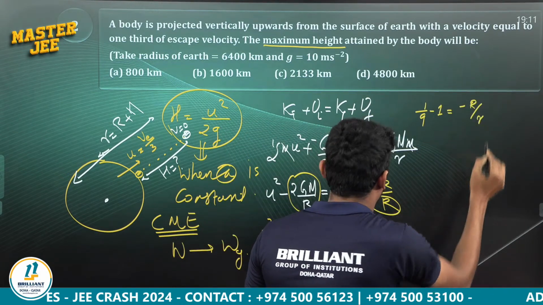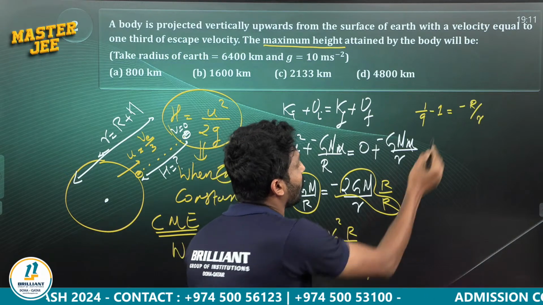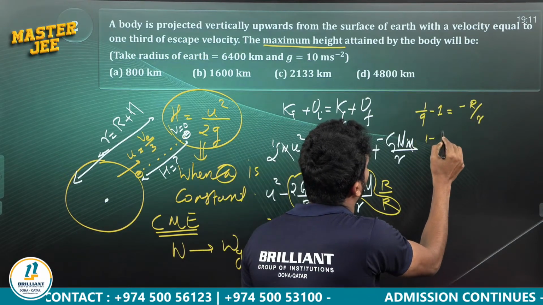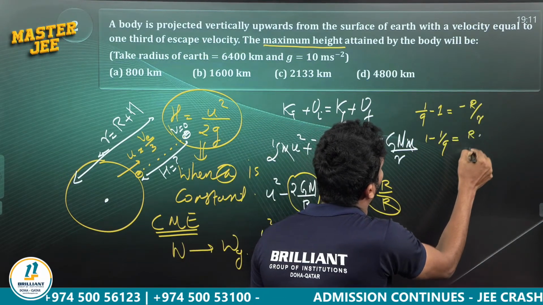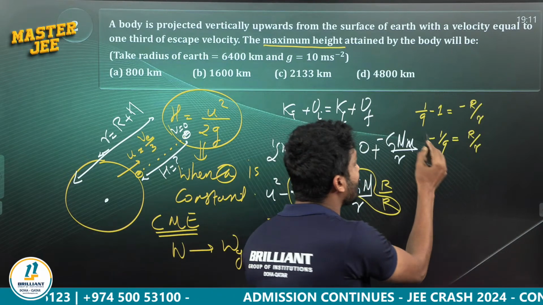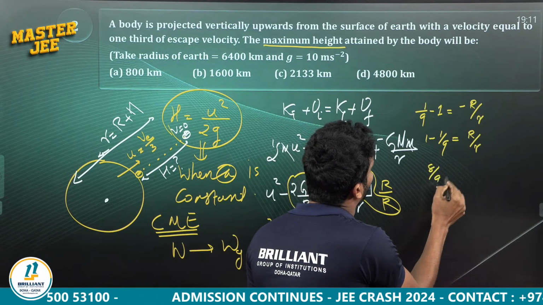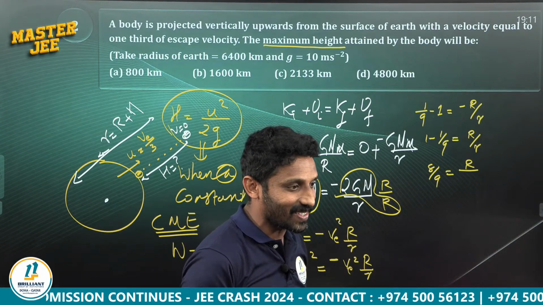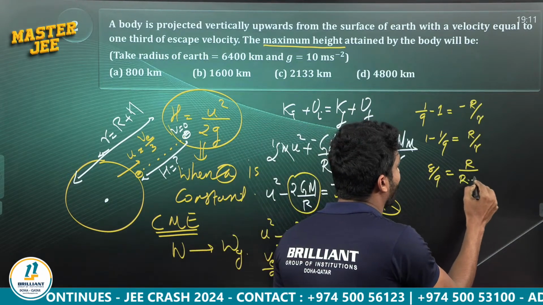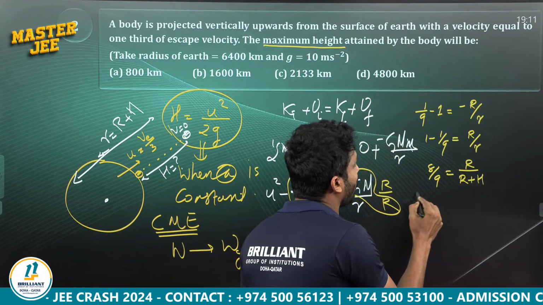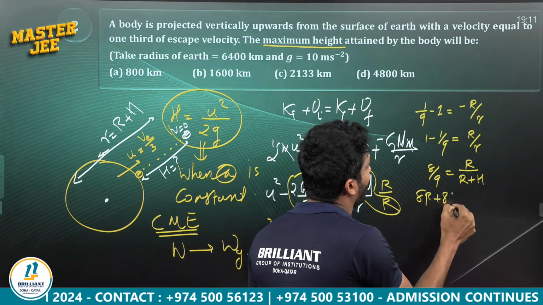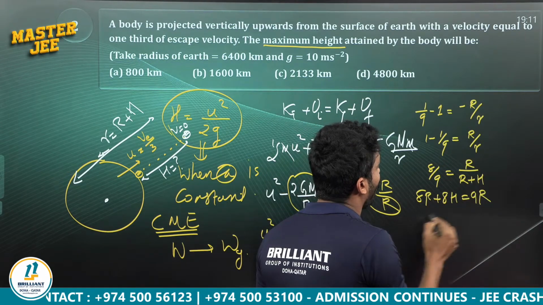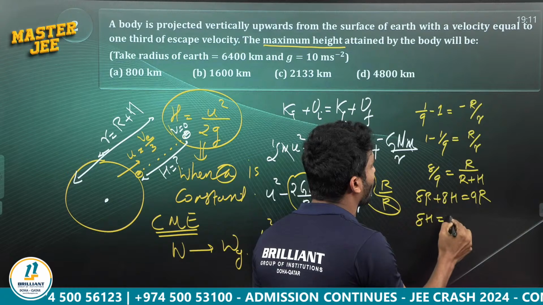Okay, minus r by r, isn't it? Now this negative is taken to this side, means 1 minus 1 by 9 is equal to r by r. Okay, now this is equal to 8 by 9, which is equal to r divided by, what is this? Small r is r plus capital H. Okay, now this one is 8r plus 8h is equal to 9r, which means 8h is equal to r.